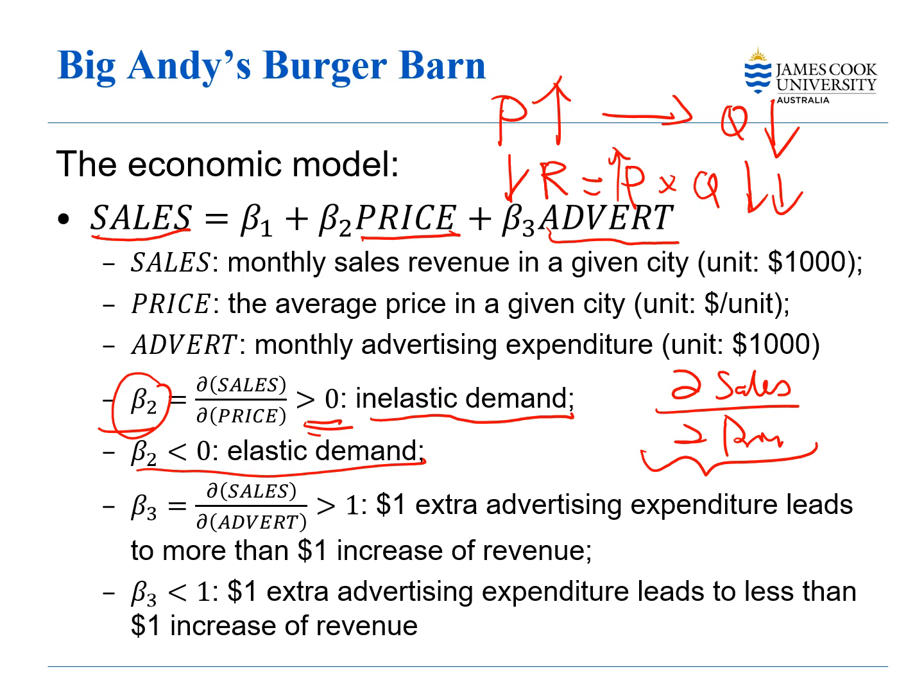Also, the management will be interested to know whether beta 3 is bigger than or smaller than 1. If it is bigger than 1, that means that spending $1 extra on advertising results in more than $1 of increase in sales revenue, which is good, right? Which justifies advertising. If it is less than 1, a $1 increase in advertising expenditure only results in less than $1 increase in revenue. So in these cases, advertising might not be a good idea.